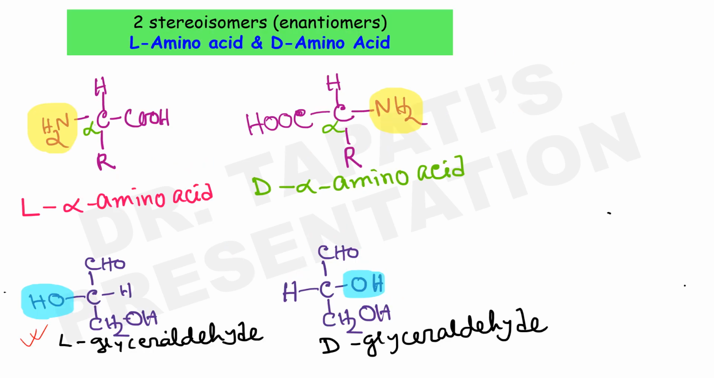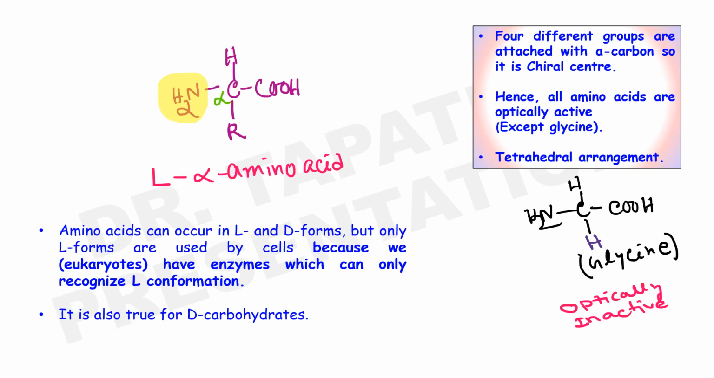Based on the structure of L-glyceraldehyde and D-glyceraldehyde, there are two stereoisomers of amino acids. L amino acid and D amino acid. When NH2 group is present left side of alpha carbon, that is known as L amino acid, and when NH2 group is present right side of the alpha carbon, that is known as D amino acid. However, L alpha amino acids are most predominant form. L forms are used by cells because we as eukaryotes have enzymes which can only recognize L conformation. Similarly, D carbohydrates are predominant form of carbohydrates. Another fact is that four different groups are attached with alpha carbon, so it is chiral centered.